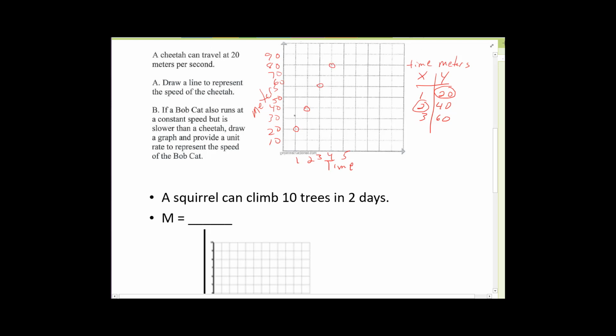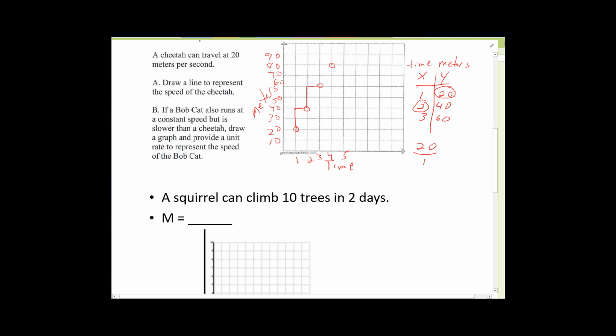We could just go on and on forever, right? Because our slope is 20. We have 20 over 1, right? So every time we go up 20 units, we go over 1, and I'm at my dot again. Up 20, over 1. It works.